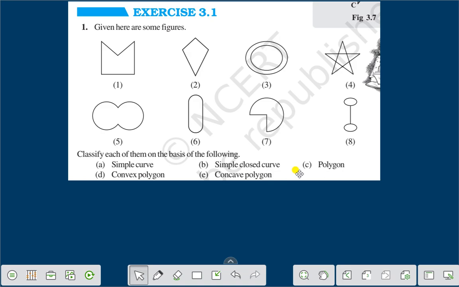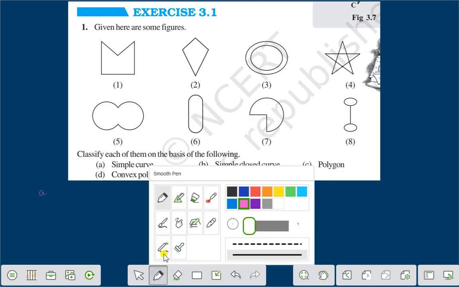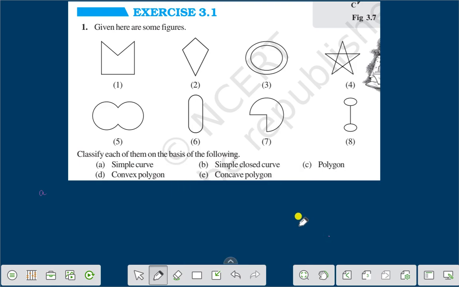Today we shall discuss exercise 3.1, question number 1. Given here are some figures: 1, 2, 3, 4, 5, 6, 7, 8. Classify each of them on the basis of the following, that is, simple curve. Here you see, number 1, on the basis of simple curves.